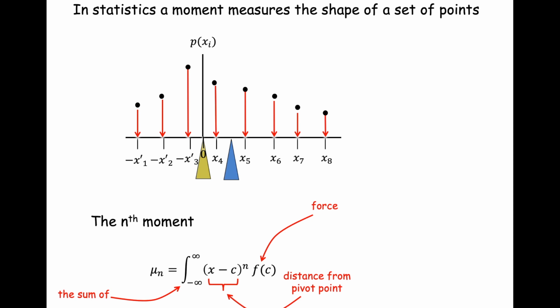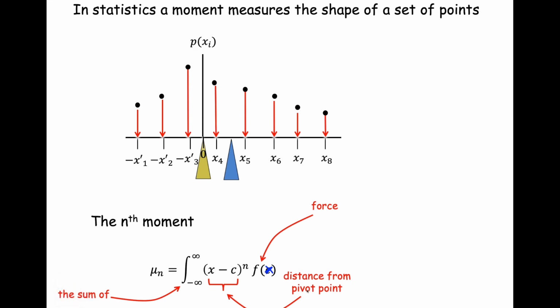Now that shouldn't be f of c, it should be f of x, right? Because you're talking about the force, i.e. the probability of that mass point x. Okay. And so this is the general expression for the nth moment. And just for good measure, I will correct this. It should be f of x. Here we go, f of x. All right.